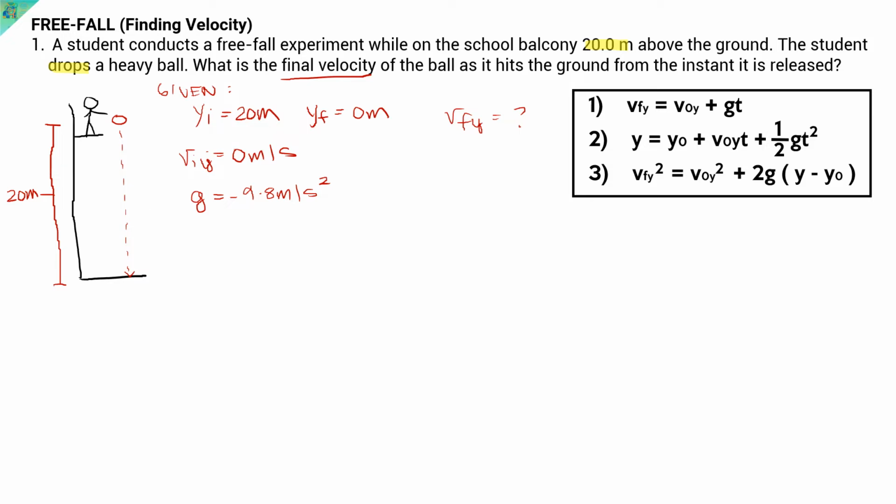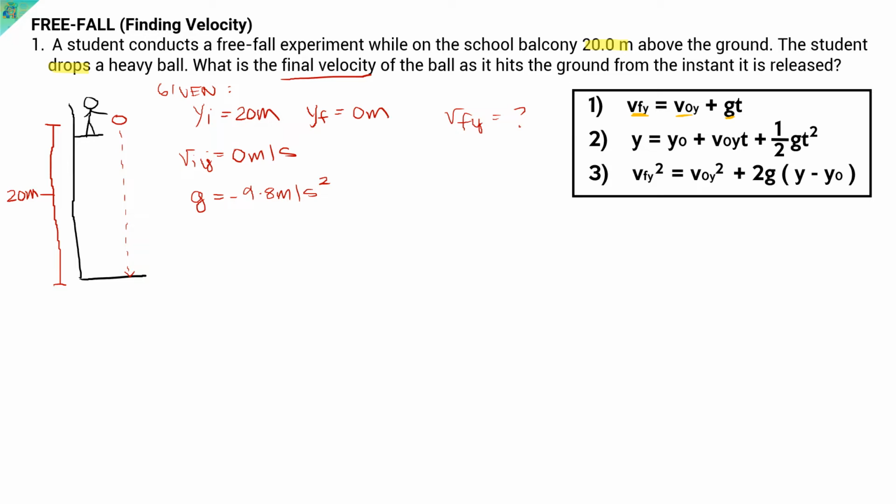Next, we'll now try to find what formula we are going to use. Let's try to analyze. Our first equation here seems good because we are trying to search for the final velocity. This is what we are looking for, and we are given initial velocity and gravity. However, we don't have time. So, time is not given. So, let's leave it for now.